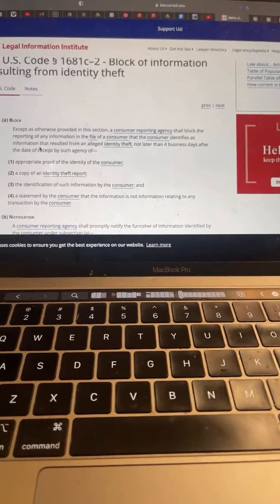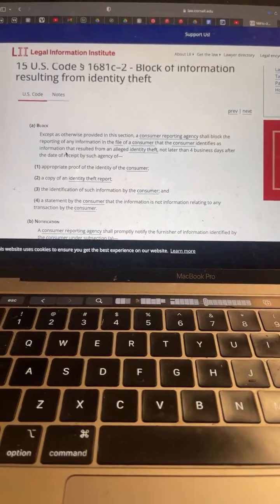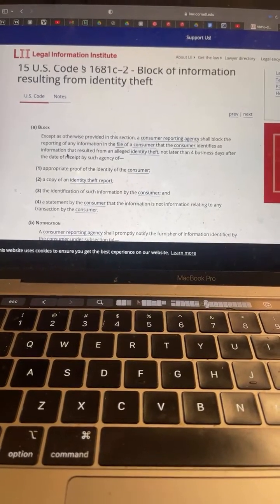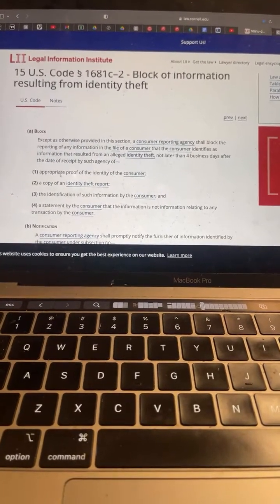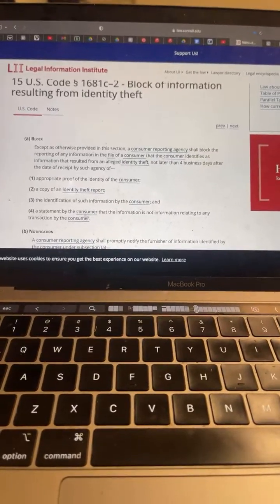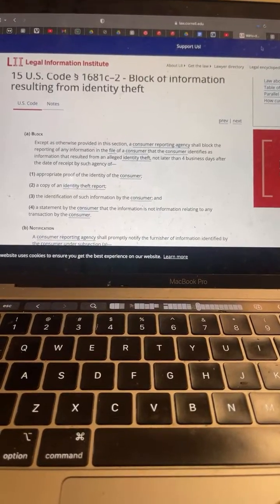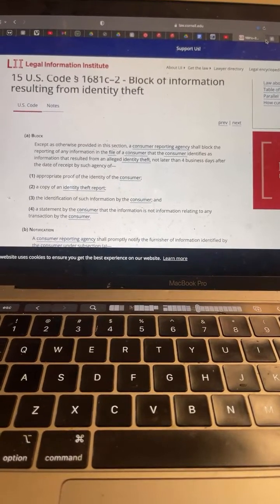What is your identity theft report? That identity theft report you can create at ftc.gov. Number 3 is the identification of such information, so another form of identification. And then a statement by the consumer that the information is not information relating to a transaction by the consumer. So that's for inquiries.